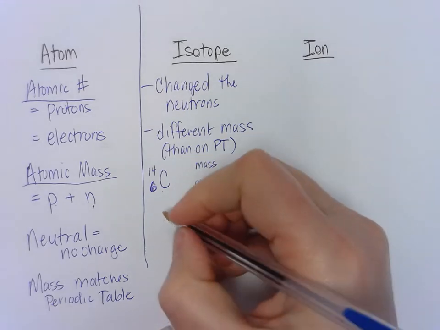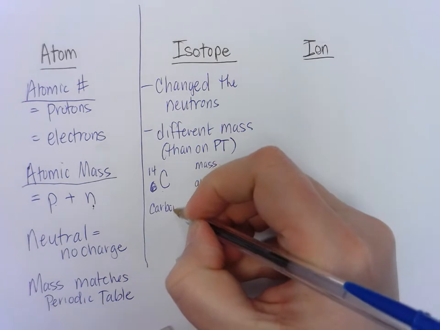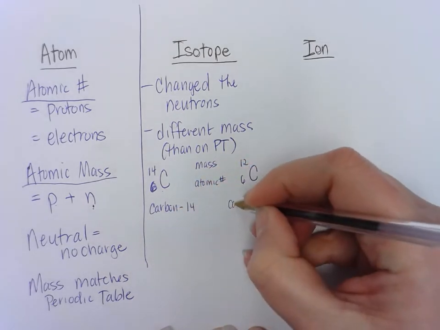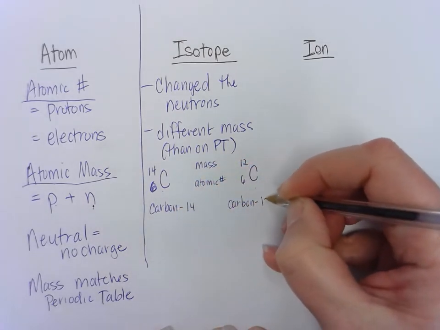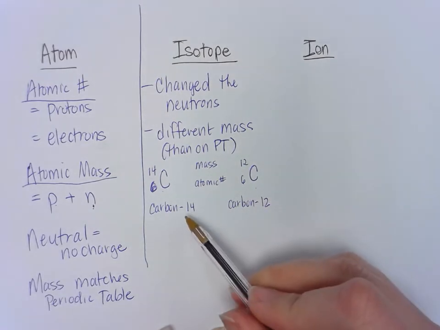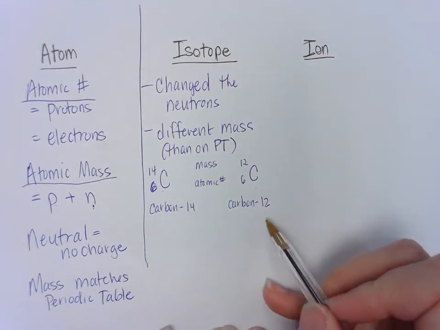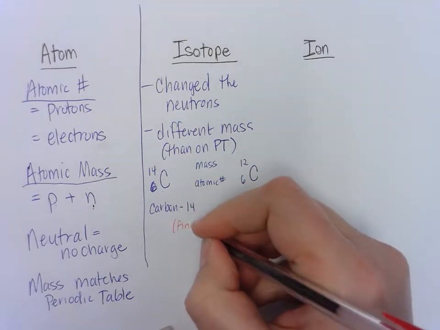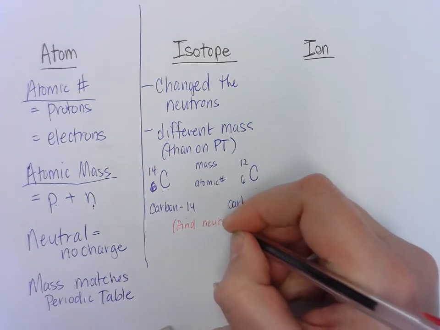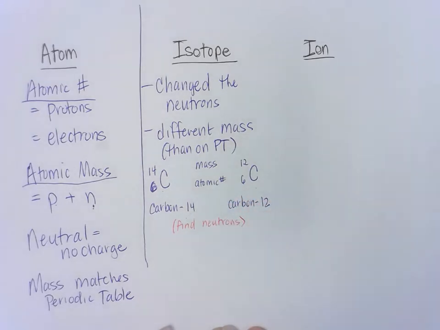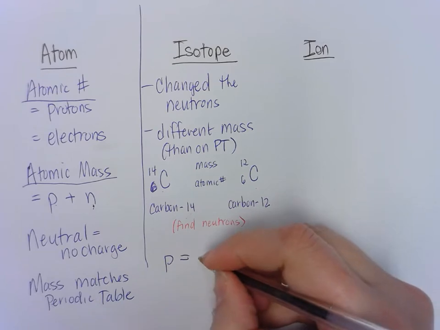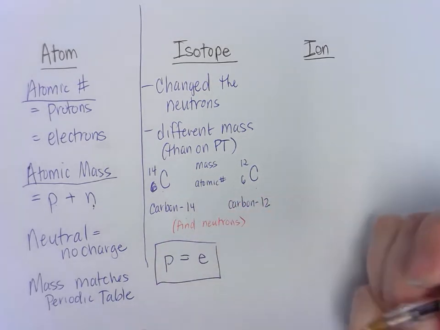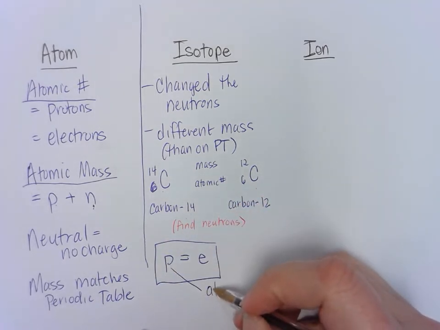The other way we could write this is we could write it carbon dash 14 or carbon dash 12. And they are just indicating that the mass is different, and then they expect you to find your own neutrons. So you would have to find the neutrons using math and the atomic number. Okay, so you would do that on your own. Otherwise, in an isotope, the protons still equal the electrons. They have not changed, and therefore the protons are the same as the atomic number.